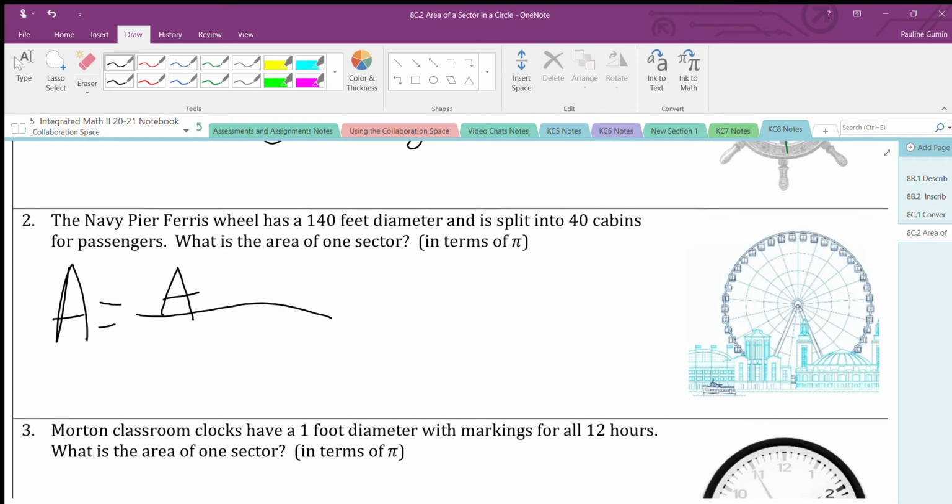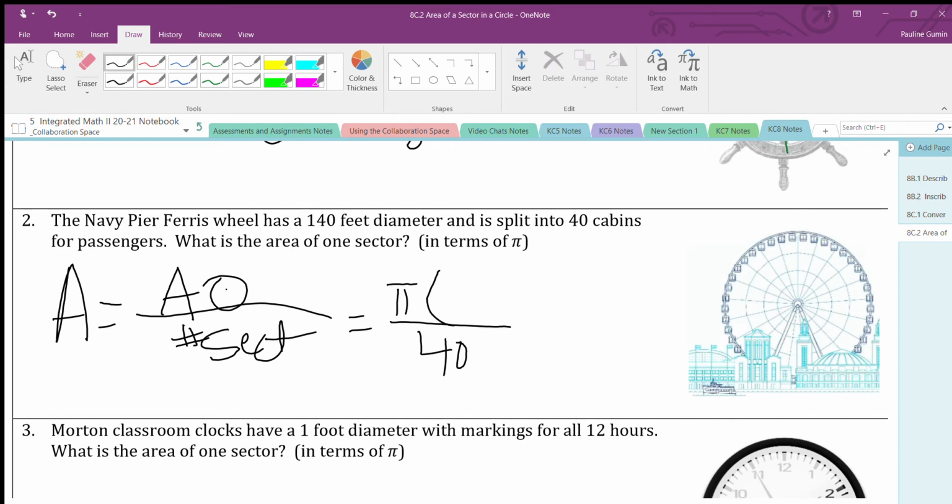So we are once again doing the area of our circle divided by the number of sections. In this case, the number of sections is going to be the 40 cabins that we have on our Ferris wheel. If the diameter is 140 feet, divide that by 2, we get 70 for our radius. Let's plug that into our calculator. I did 70 times 70 divided by 40, and I got 122.5, and pi tags along. Oh, and this would be feet squared.